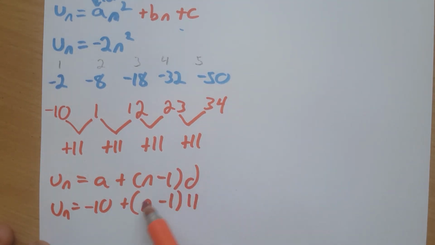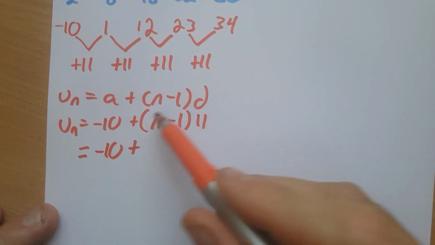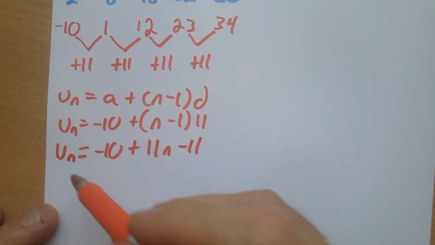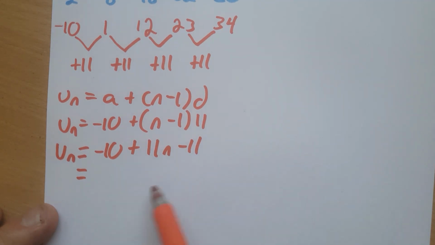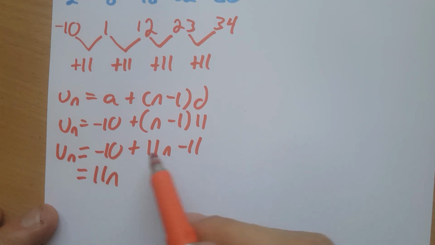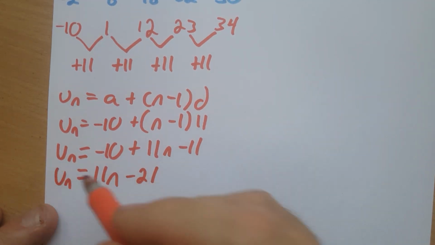Okay, so you distribute the 11 into the brackets, and you get negative 10 plus 11n minus 11. And then that can simplify to be 11n. I'm going to move that 11n up front. Negative 10 minus 11 is negative 21. Okay, so there's my linear part.